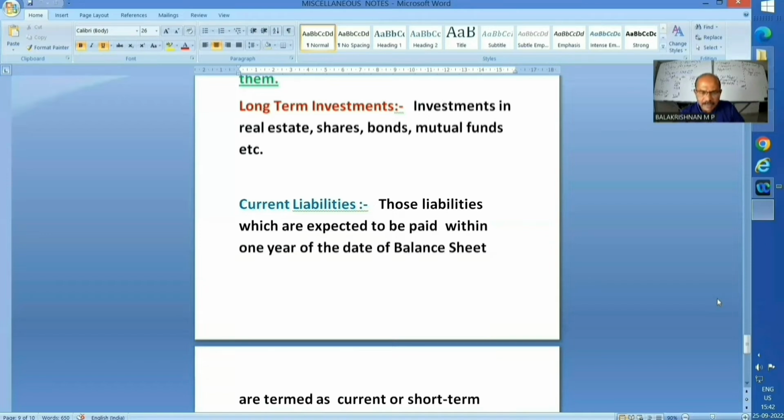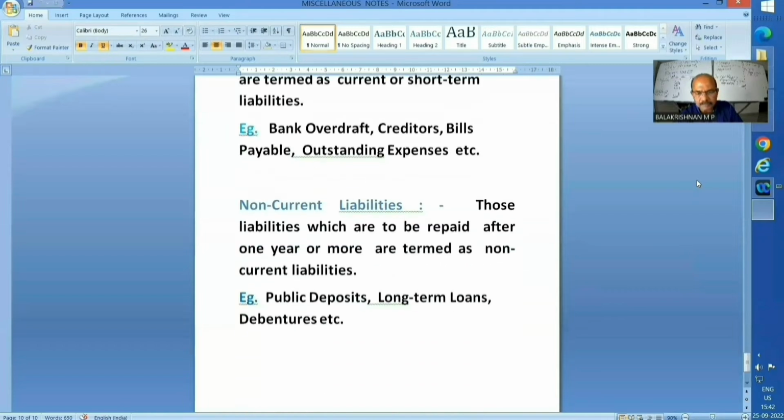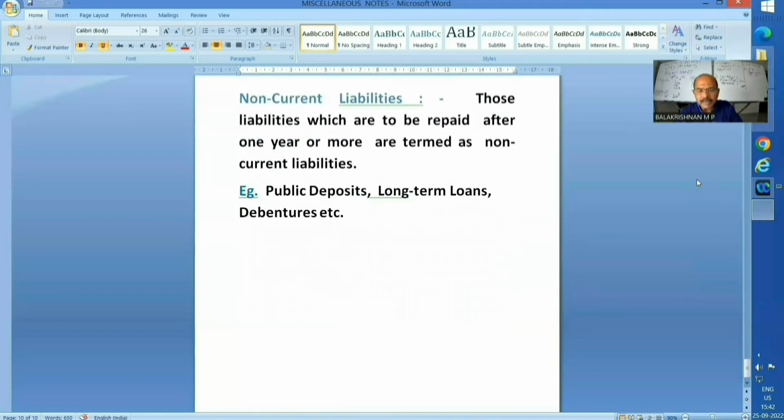And as far as the liability side is concerned, current liabilities. Those liabilities which are expected to be paid within 1 year of the date of balance sheet are termed as current or short-term liabilities. For example, bank overdraft, creditors, bills payable, outstanding expenses, etc. Next, non-current liabilities. Those liabilities which are not current liabilities, to be very frank. However, those liabilities which are to be repaid after 1 year or more are termed as non-current liabilities, such as public deposits, long-term loans, debentures, etc.